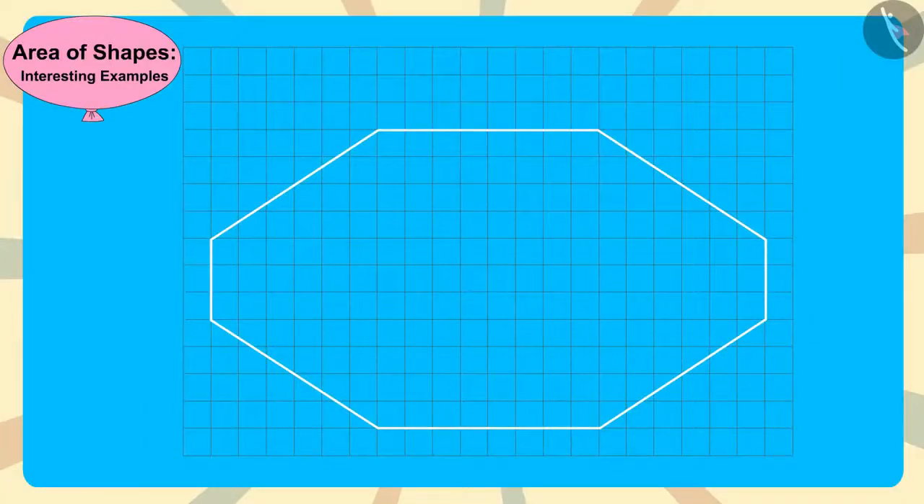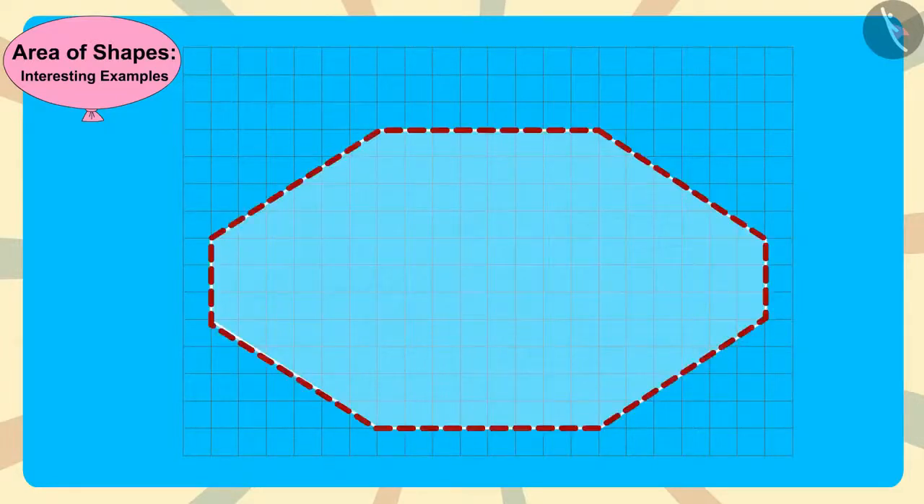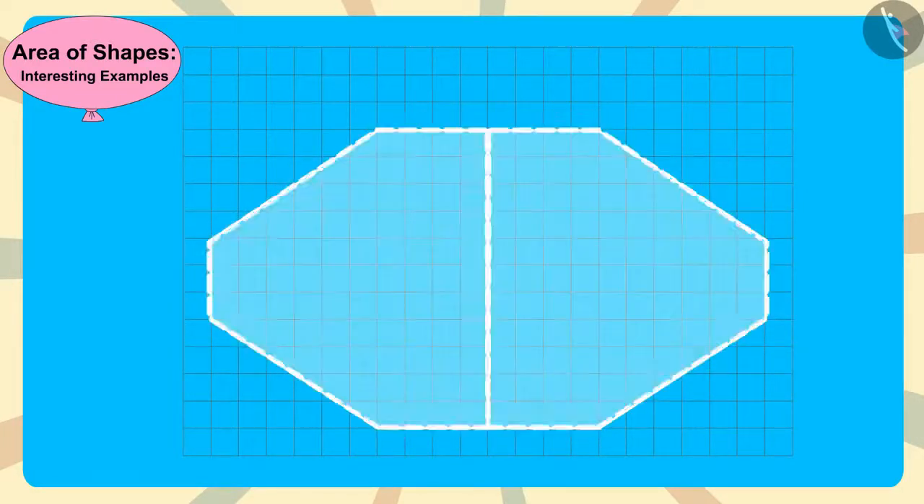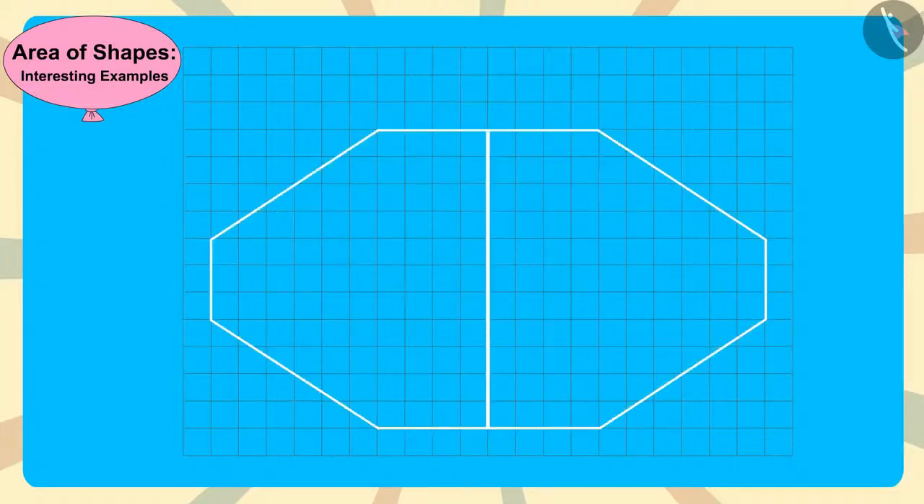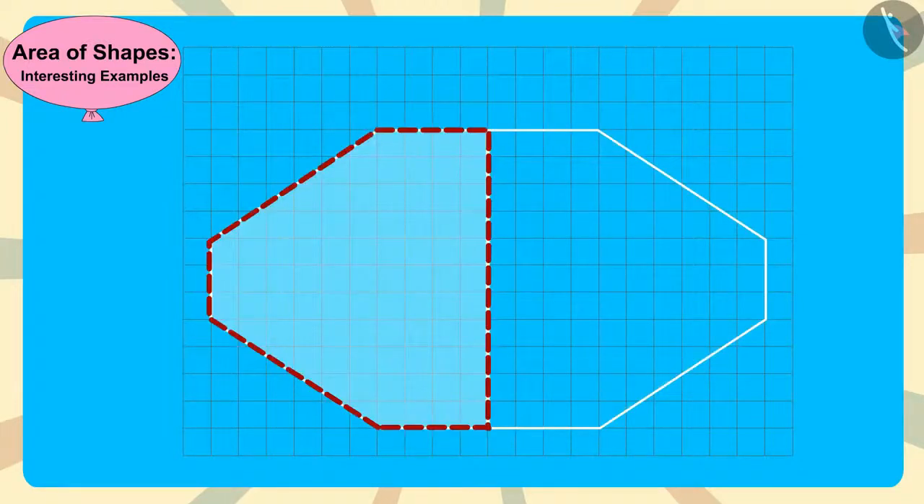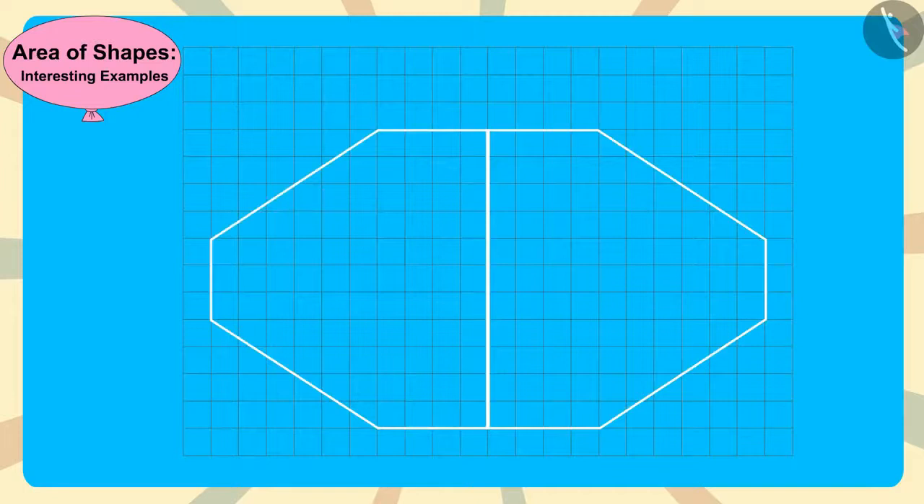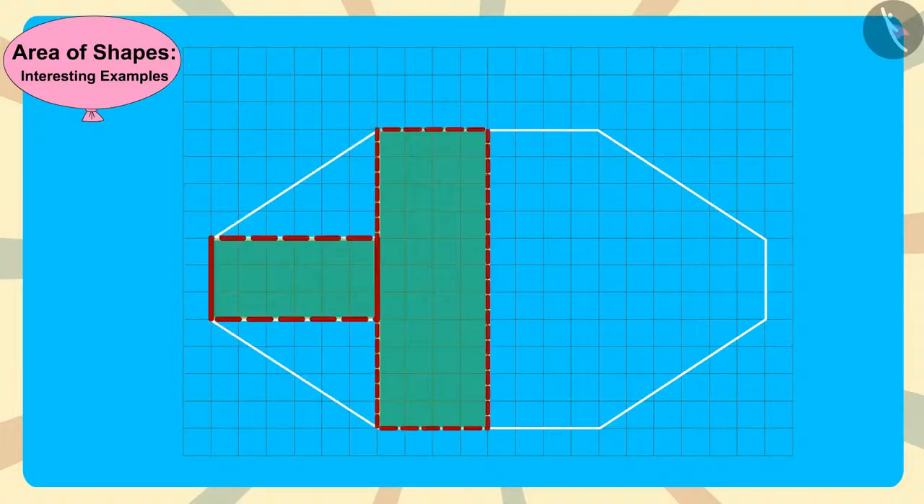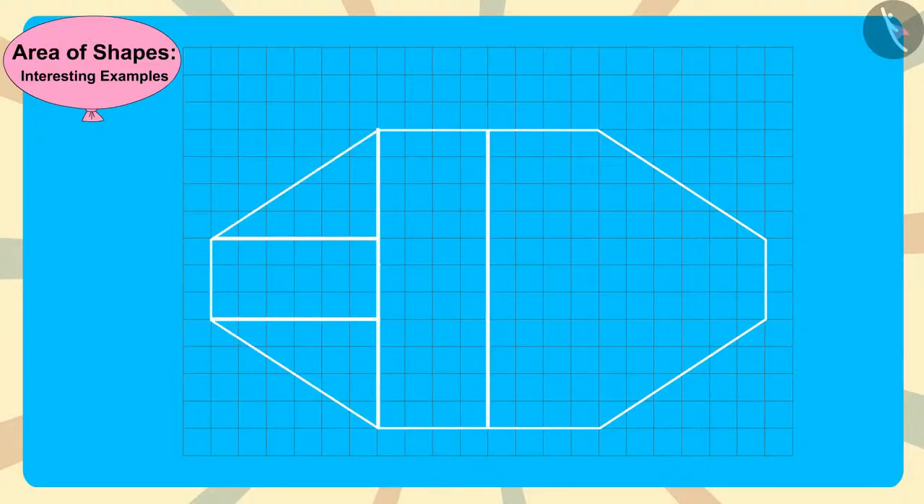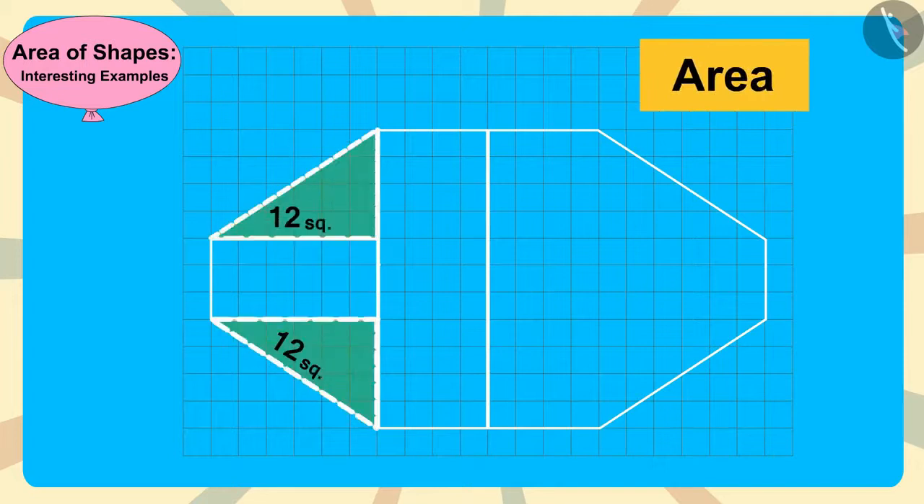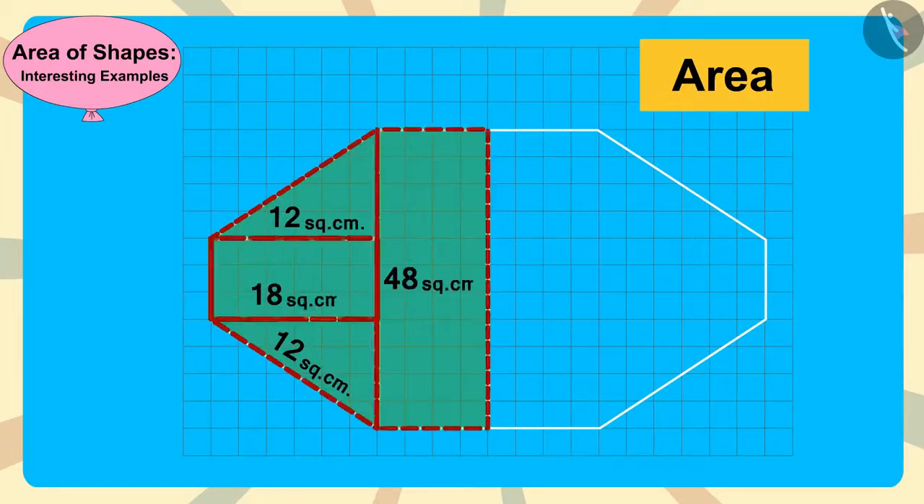We can divide this diamond's outline in equal parts like this. And then this part of the diamond can be divided into these triangles and rectangles. Now, all we have to do is find the area of these triangles and rectangles.